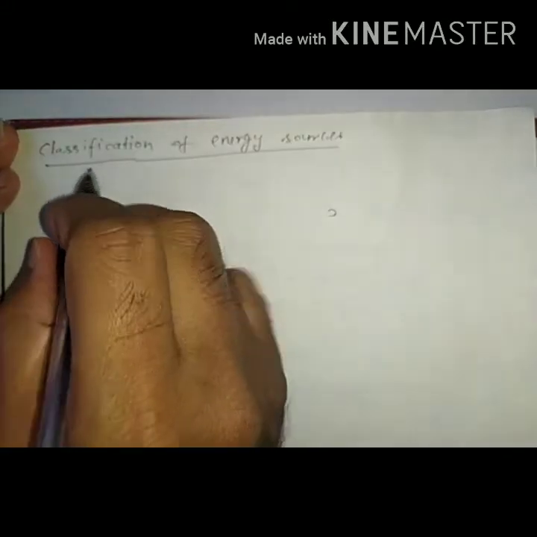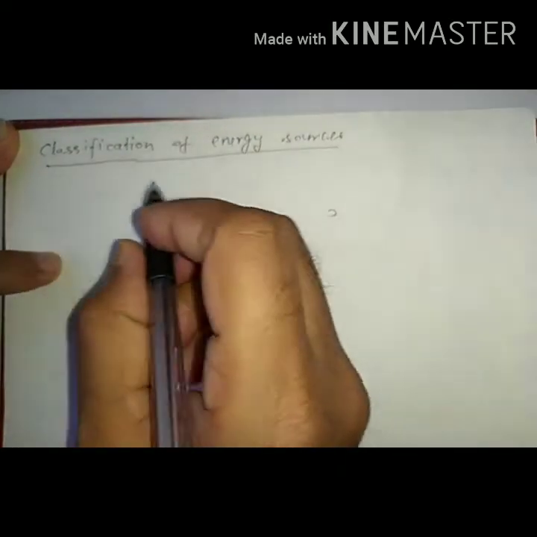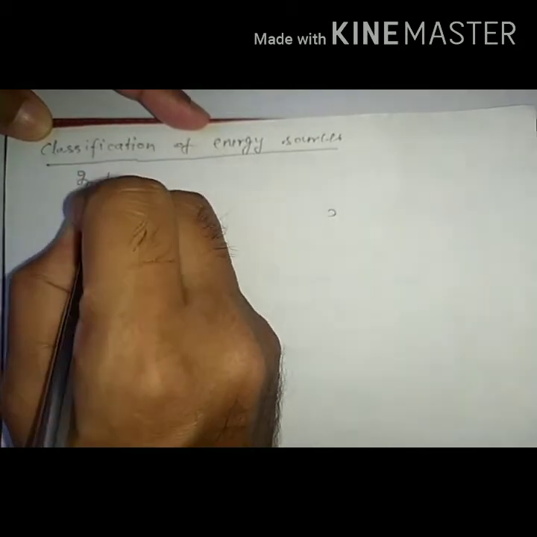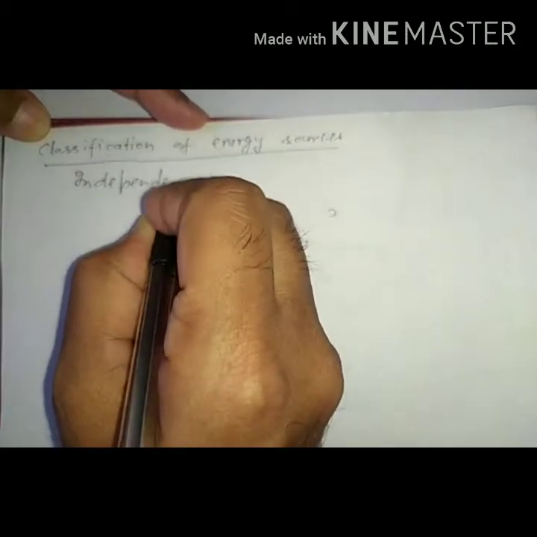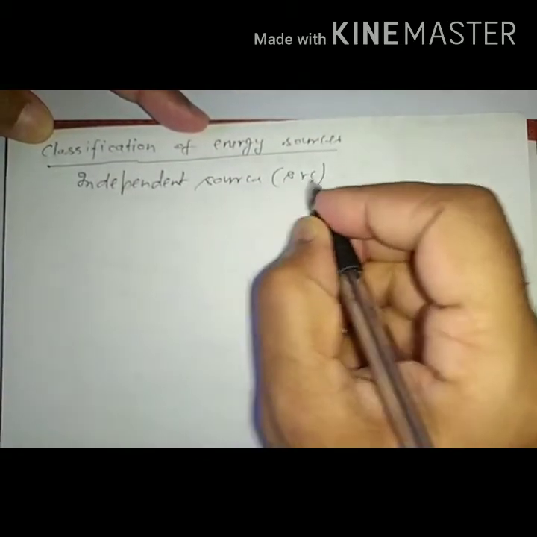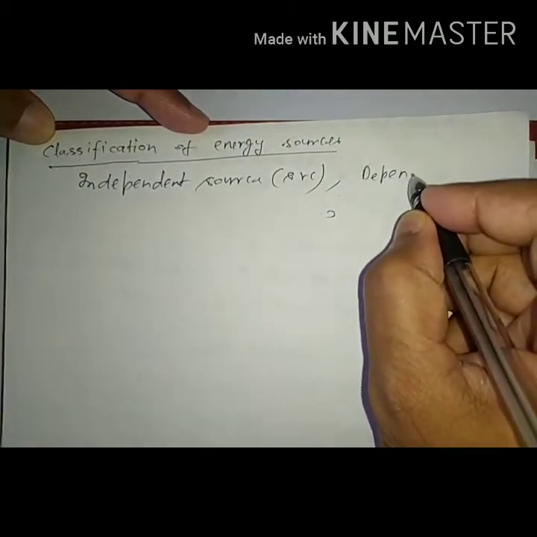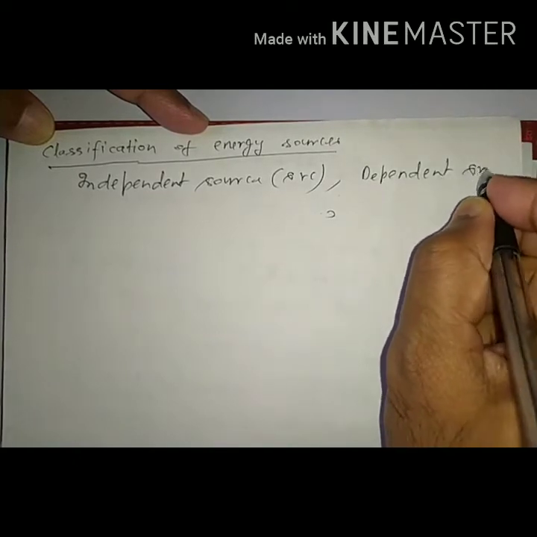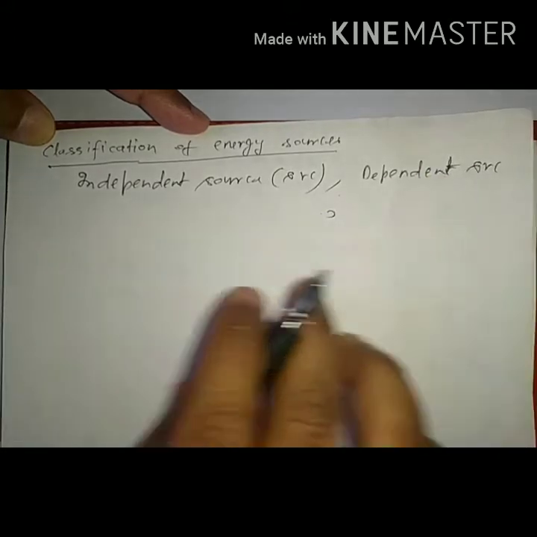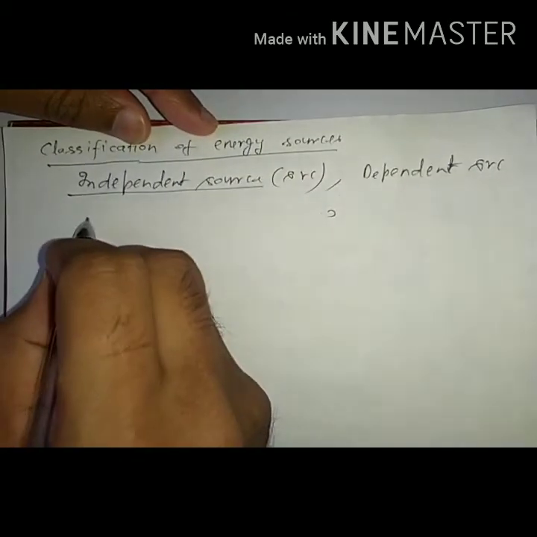Let us see the next topic, that is classification of energy sources. So basically there are two types of sources: independent source and second is dependent source. Independent and dependent, and they may be current or voltage source. Let us see first the independent source.